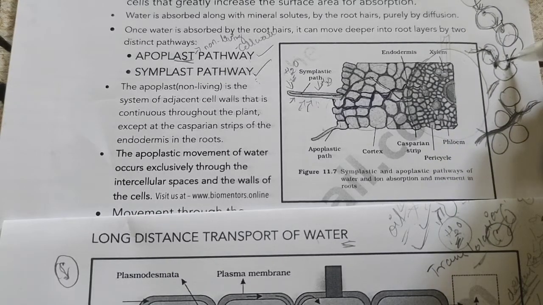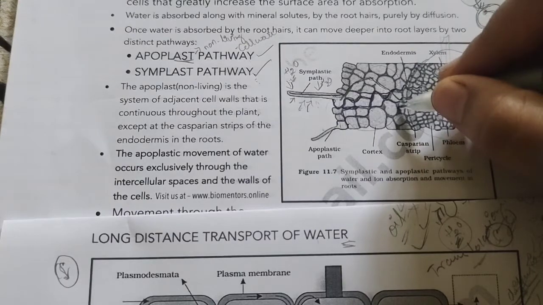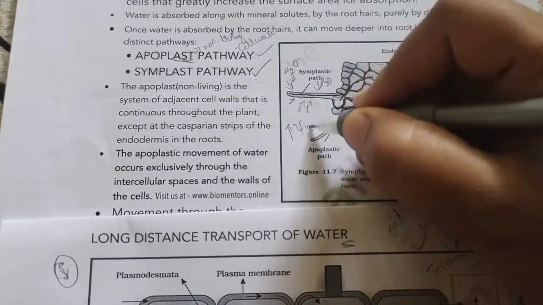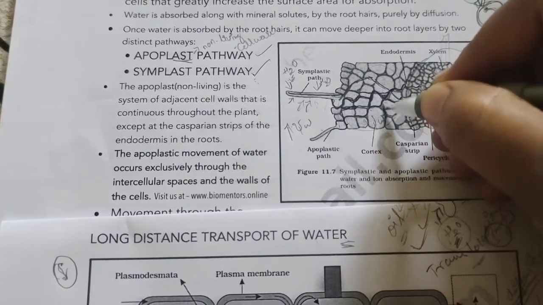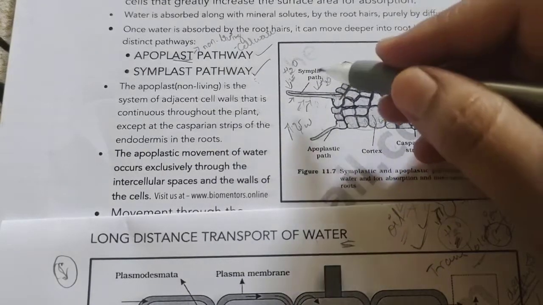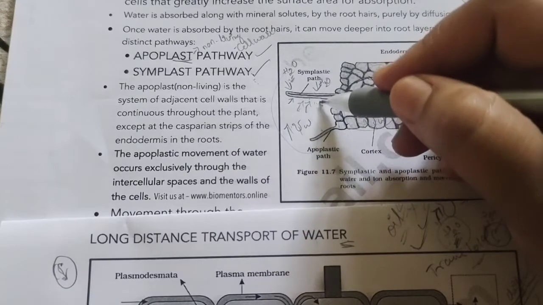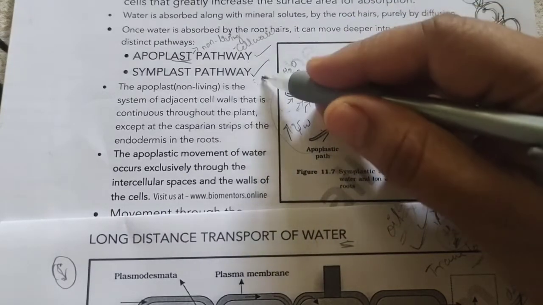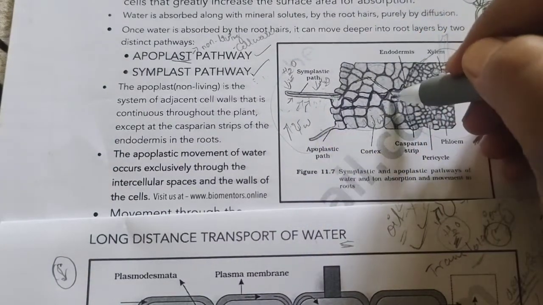And it also occurs along the concentration gradient. What do you mean by concentration gradient? Always water moves from the region of its higher water potential towards the region of its lower water potential. That means inside the soil water content will be more, and thus water potential will also be more when compared to inside of the roots.